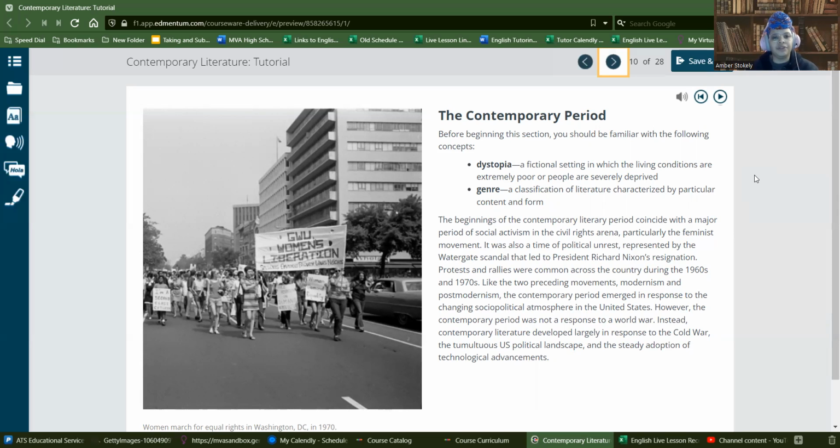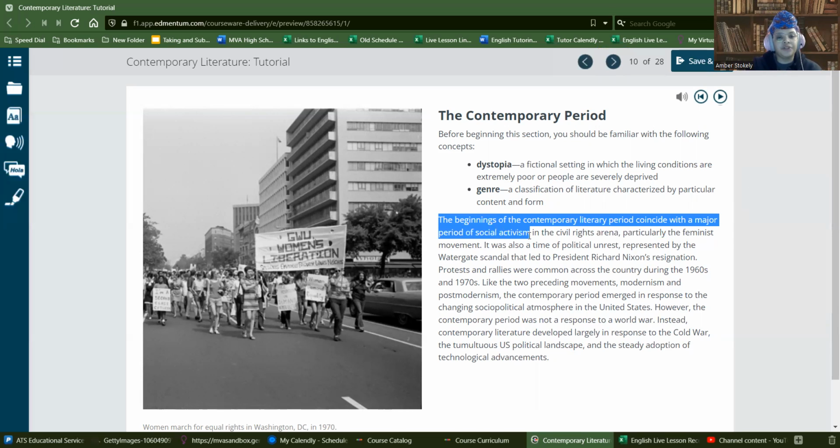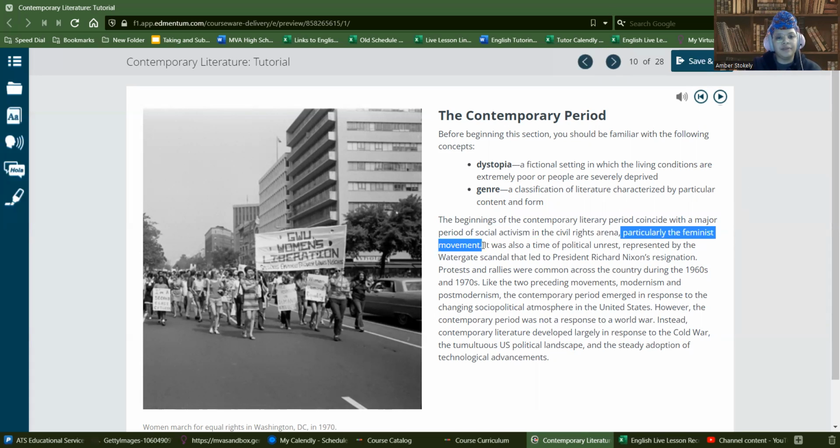So now that we know those two things, this paragraph introduces us to the contemporary period. They start by telling you that the beginnings of the contemporary literary period coincide, or happened at the same time, as a major period of social activism in the civil rights arena. And then they tell you, in particular, it was the feminist movement. So this was definitely a time of political unrest.